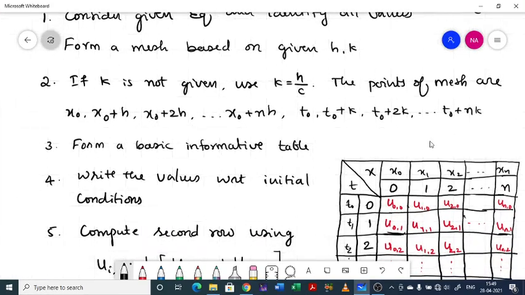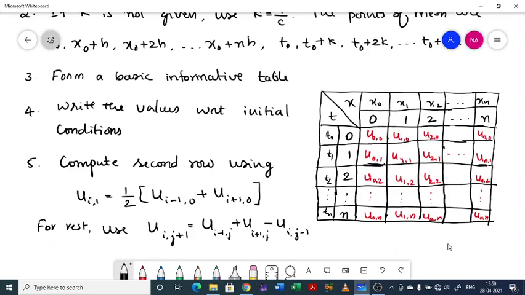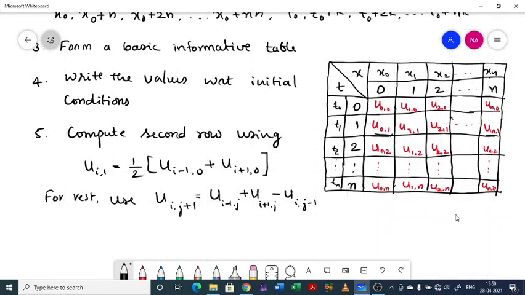Then third step, you have to form an informative table. This we call as informative table. So x will be along the top, and the t values will come vertically. So u 0,0, u 1,0, all those values you have to keep writing. So one thing you have to keep in your mind is, u of x comma t you have to take as u of i h comma j k, that is u i comma j. So whatever the values you get there, that will be reflected here. So that thing you have to keep in your mind.